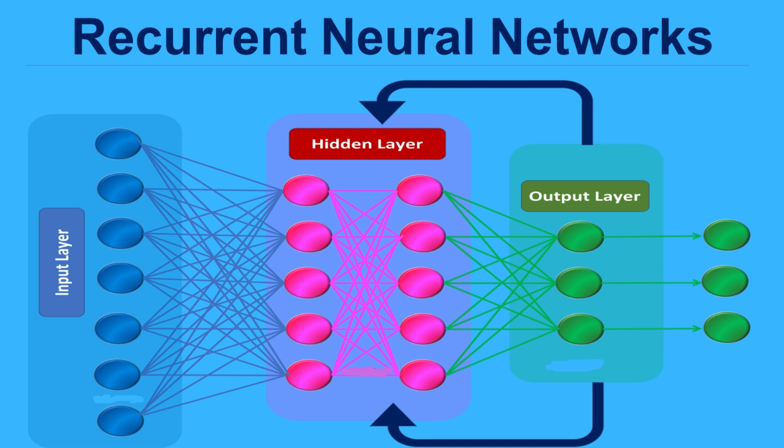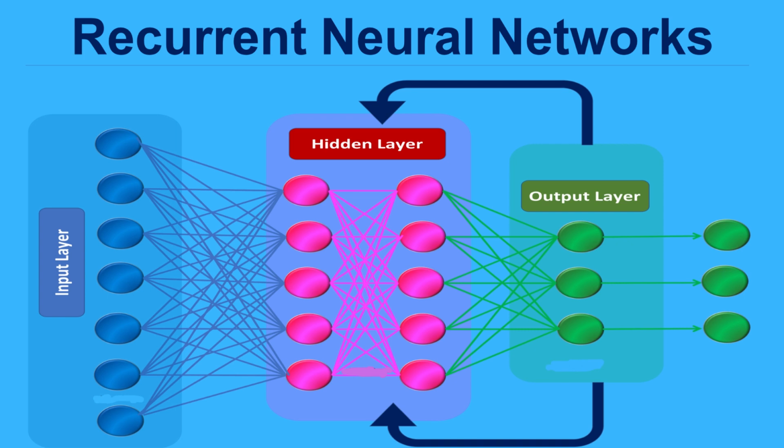Unlike traditional feed-forward neural networks, which process inputs in a fixed order, RNNs allow for information to be passed from one step in the sequence to the next. This makes them well suited for tasks like language modeling, speech recognition, and machine translation. RNNs are characterized by their ability to maintain a hidden state that captures information about previous inputs in the sequence.